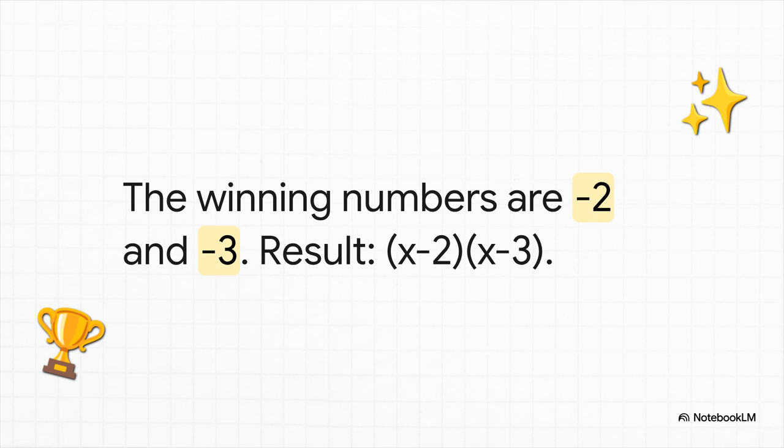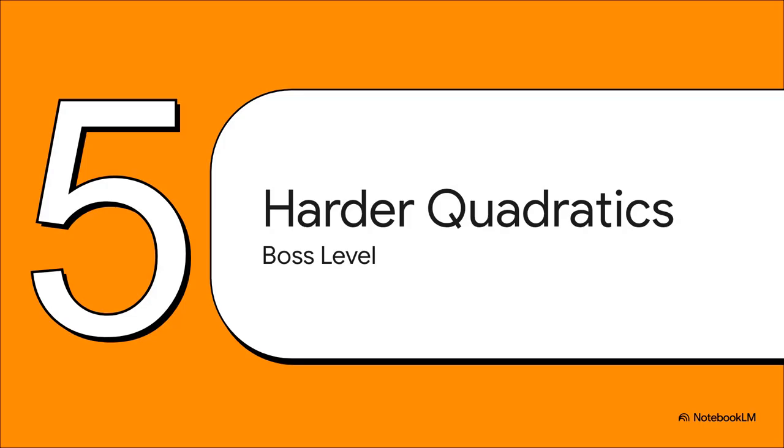We just take our winning numbers, -2 and -3, and drop them directly into our two brackets right next to an x. So our final result is x minus 2 times x minus 3. Detective work totally complete. Moving on to Section 5, Boss Level, Harder Quadratics.